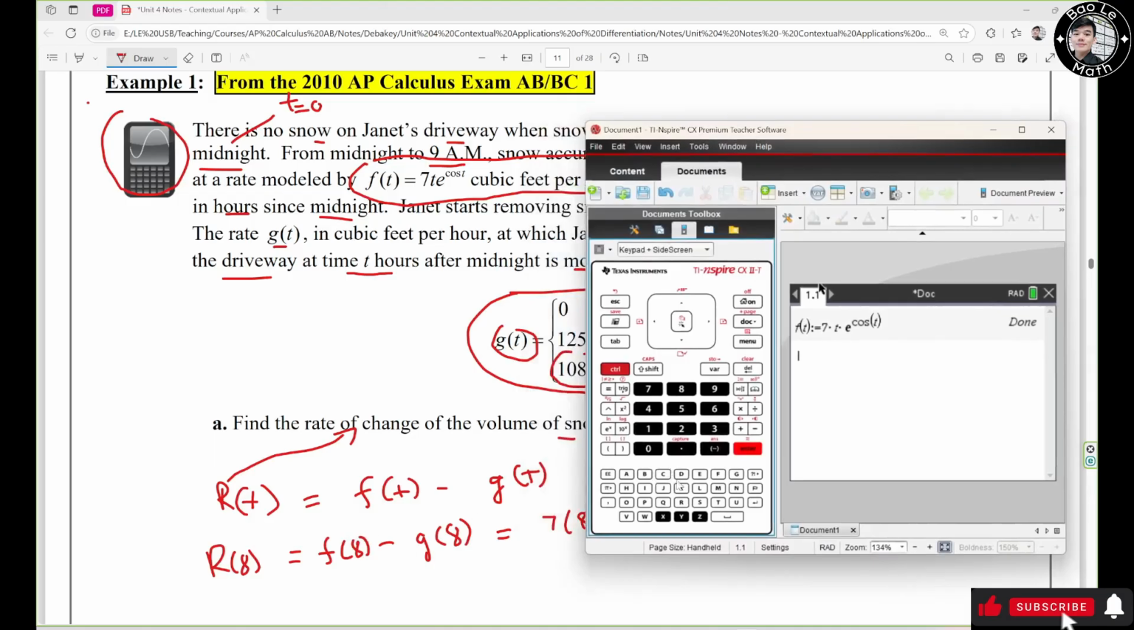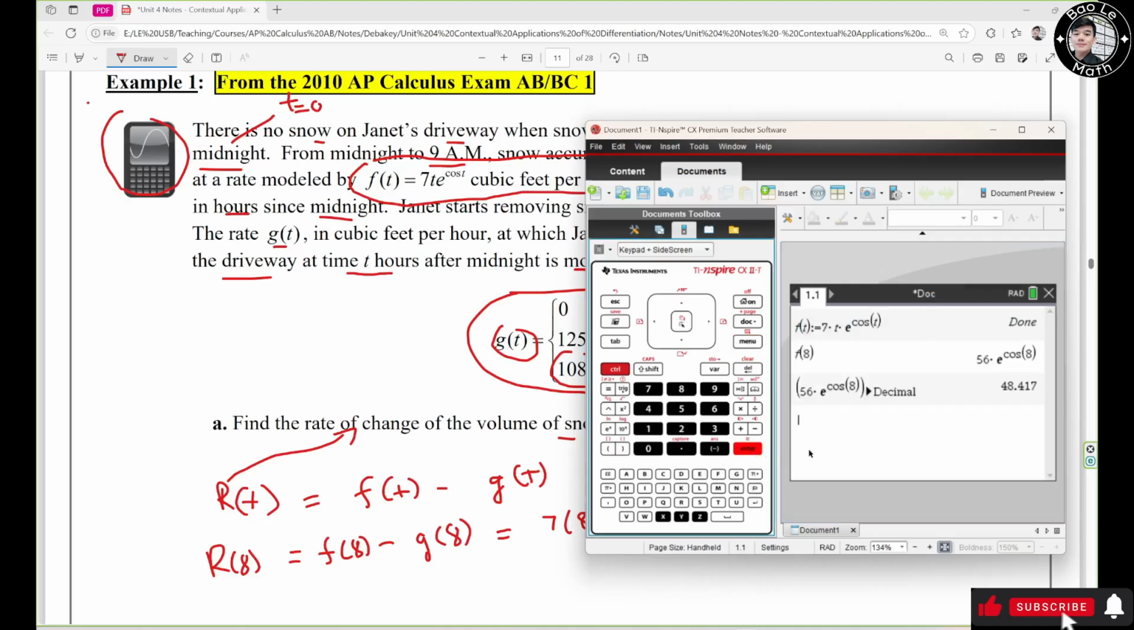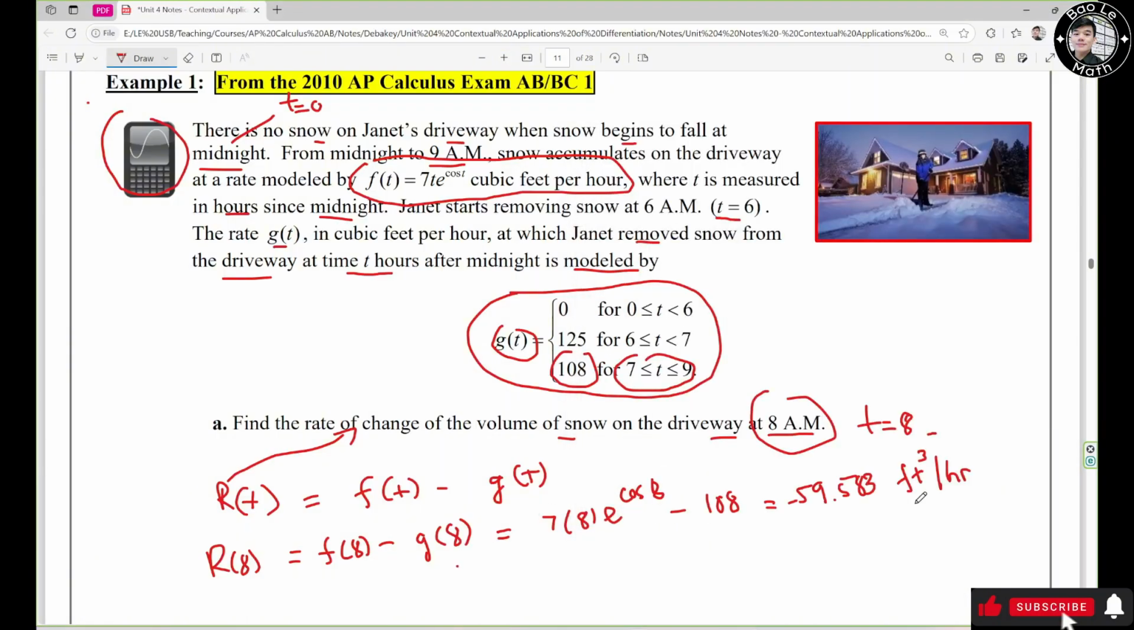f(8), so you need to type f(8) and hit enter. The answer is right here. Now you want to convert this to a decimal number. You hit menu, number, convert to decimal, hit enter. The answer is 48.417, and then you subtract this from 108. Hit enter. The final answer should be negative 59.583 feet per hour. The units are right here.